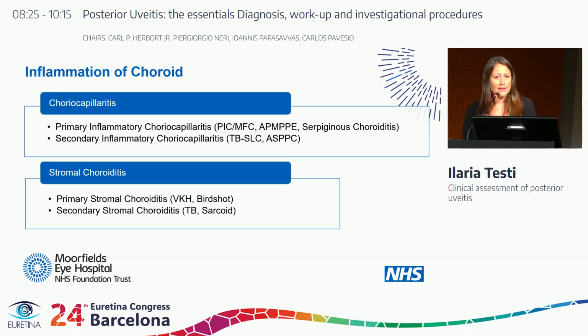So we have seen the retina, we are moving now deeper, and we're going into the clinical features of the choroid. Inflammation of the choroid can be divided into choriocapillaritis and stromal choroiditis. And choriocapillaritis can be primary choriocapillaritis like PIC, AMPPE, serpiginous, or secondary choriocapillaritis, for example, tuberculous serpiginous-like choroiditis or the syphilitic placoid. And then we have the stromal choroiditis.